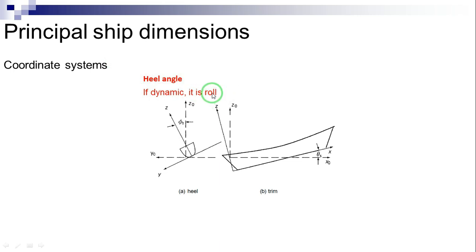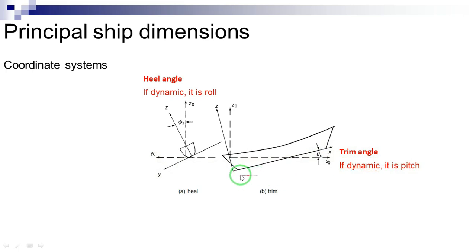When the ship fixed x-axis is parallel to the space fixed x0 axis, we say that the ship floats on even keel. A static inclination of the ship fixed system around an axis parallel to the ship fixed y-axis is called trim. If the inclination is dynamic, that is a function of time resulting from ship motions, it is called pitch.